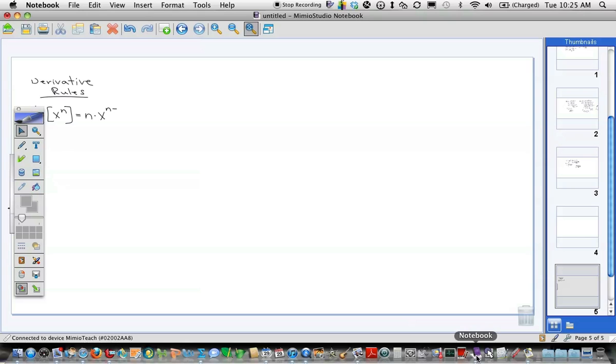We're going to add to that today. Okay, that is Leibniz notation for the derivative with respect to x of x to the n power. We bring the power down in front, and we decrease the power by 1. Okay?